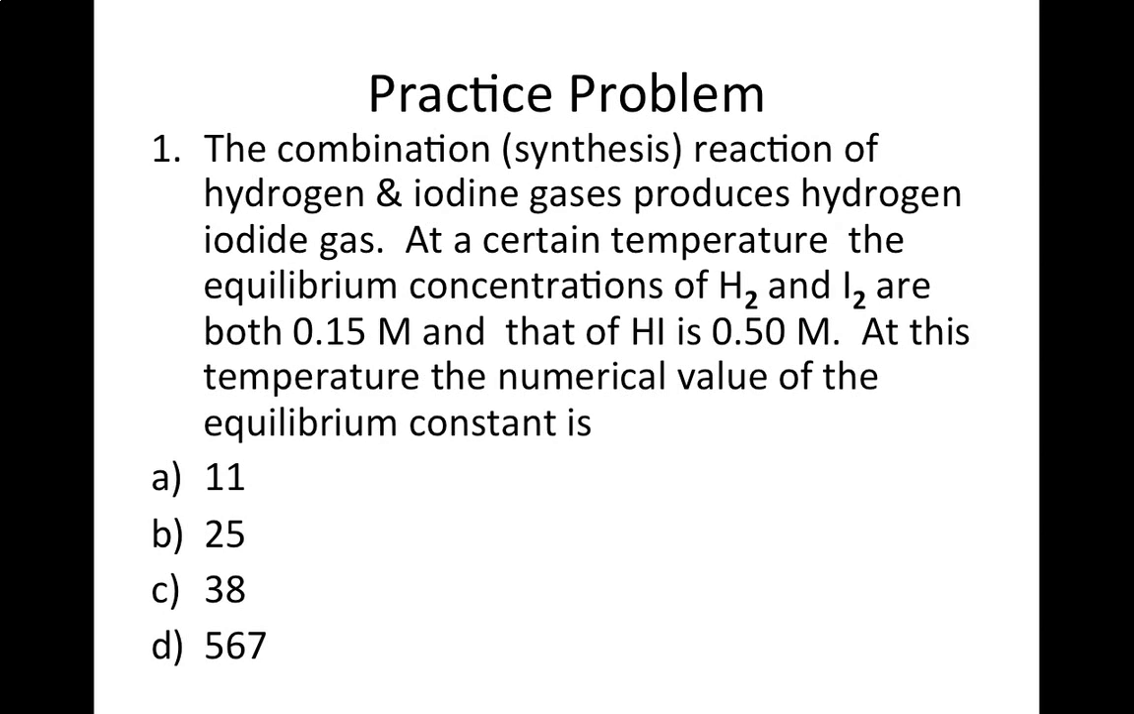Well, I have to look at my values. I have HI as my only product, so I would find the concentration of that, 0.50 moles per liter, and that value is going to be squared because the coefficient in front of HI is 2. So 0.50 squared divided by my concentration of hydrogen times my concentration of iodine. So it would be 0.15 times 0.15. When I calculate all of that out, I get a value of 11. So A is the correct answer.